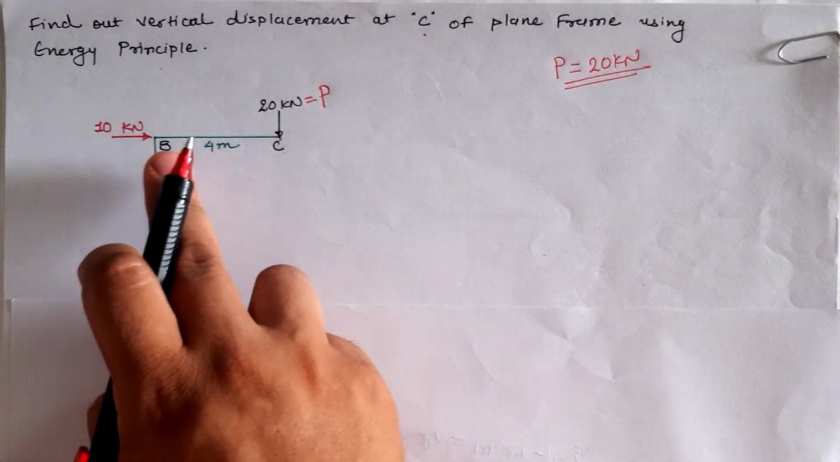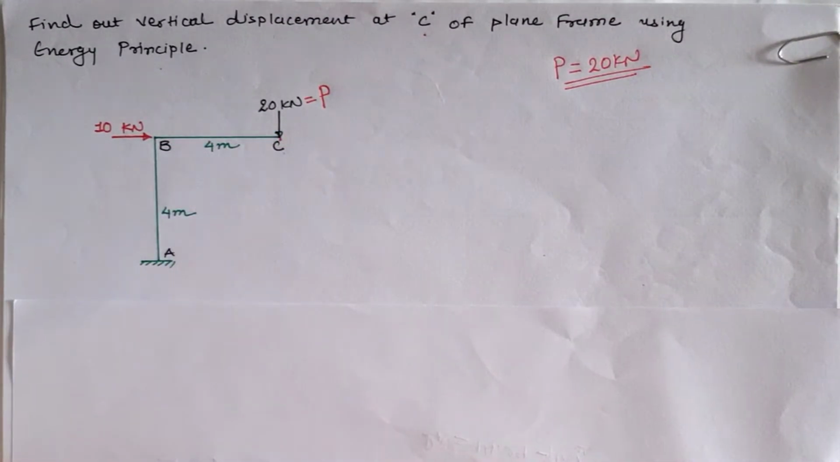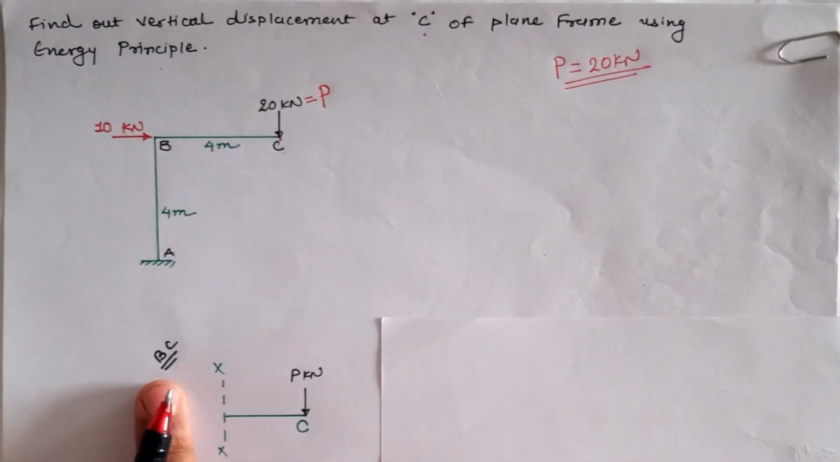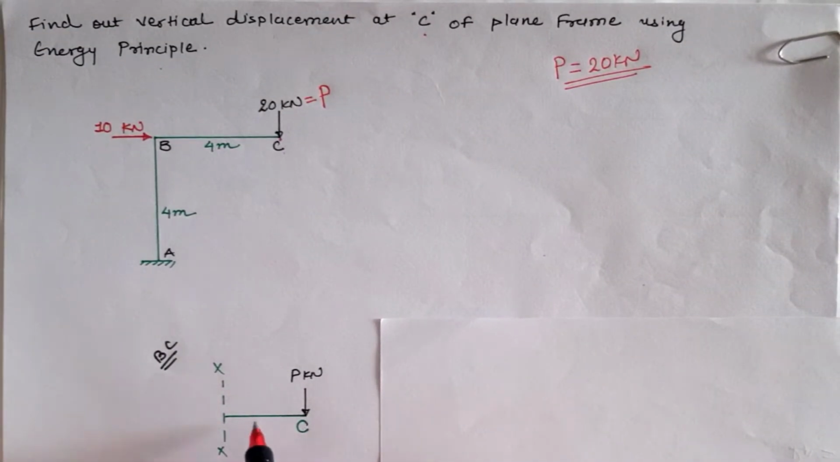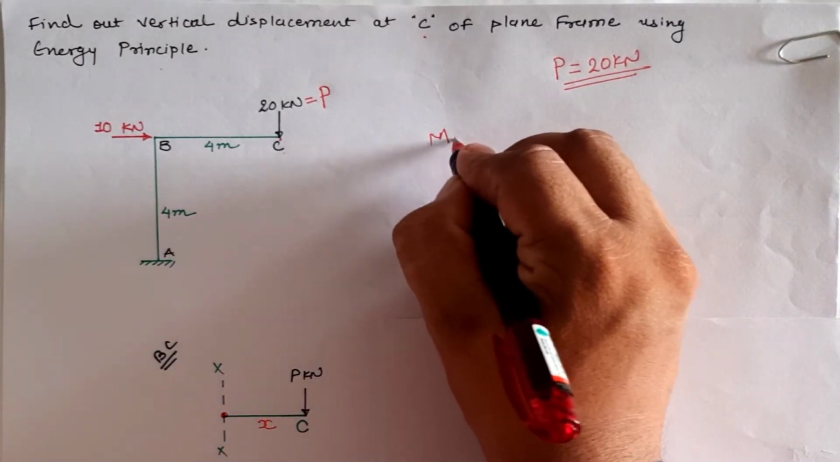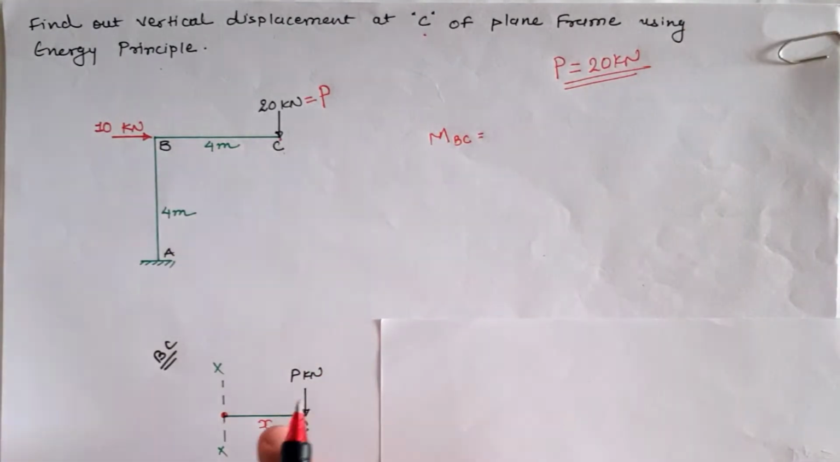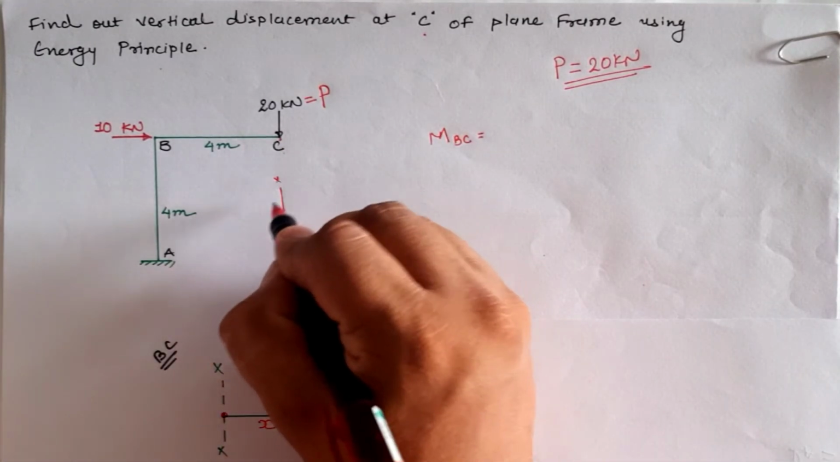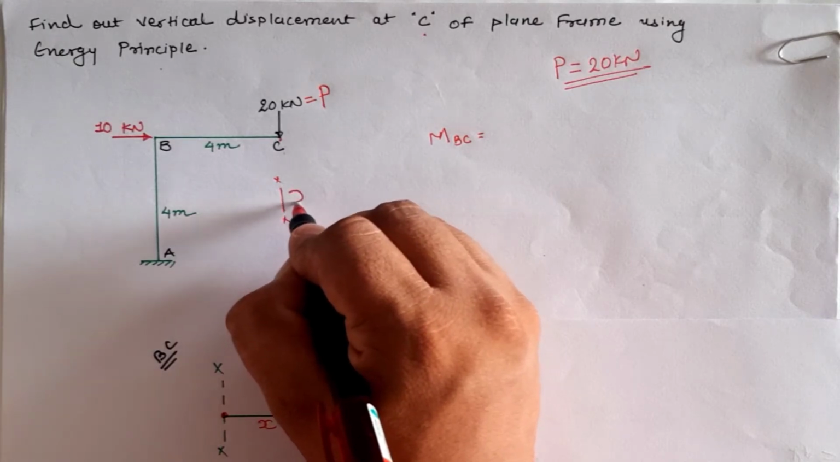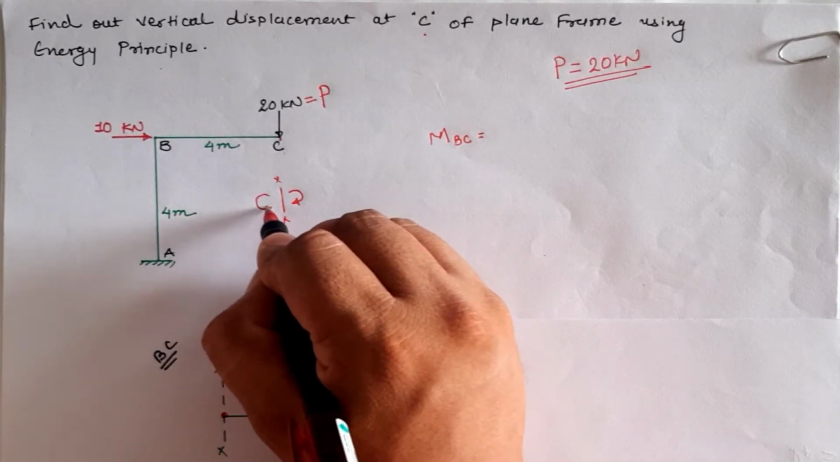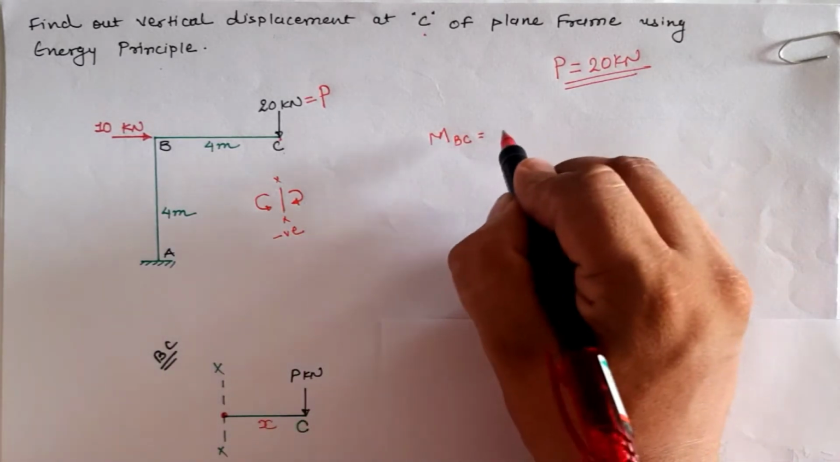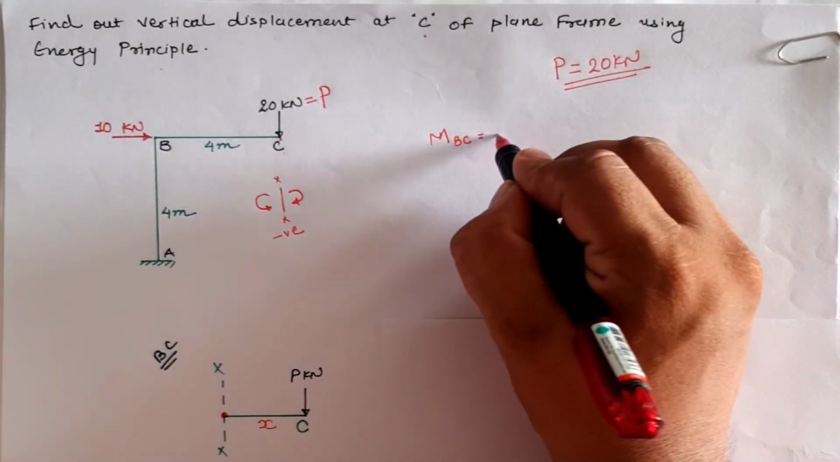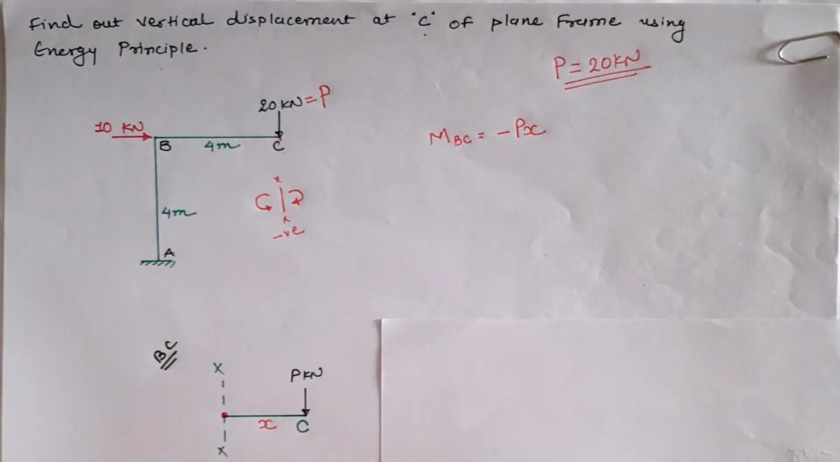Now first of all, if we take the segment B to C, then the cross section looks like this, and if we take the origin as X, then the moment at location X is P into X in clockwise direction. According to the sign convention, a sectional right hand side clockwise moment and a sectional left hand side anti-clockwise moment are treated as negative. Hence our moment in the BC segment is minus P into X.